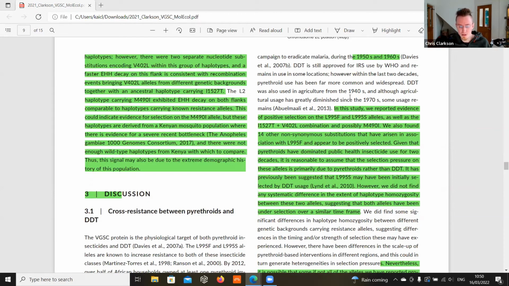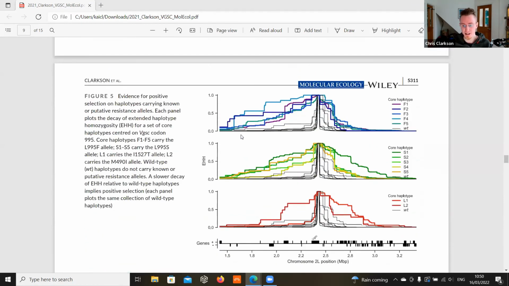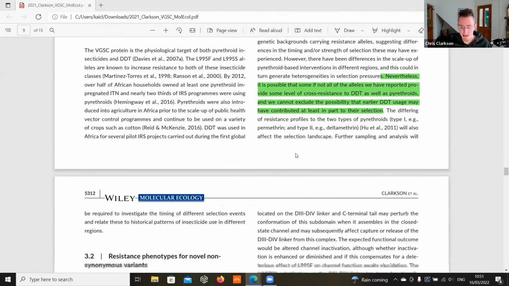So where's the question? It was suggested that 995S, because it offers slightly more resistance to DDT than 995F, must have been created by DDT. That's what drove that selective sweep. So if that was the case, then the 995S haplotype would be much older than 995F haplotypes. And our EHH analysis shows that that's not really the case. There's no significant difference overall between the length of our 995F and 995S haplotypes. So it doesn't look like one of them is much older. So either they were both initially selected by DDT, or they're both just being selected by pyrethroid resistance. But it's difficult to pick that apart.